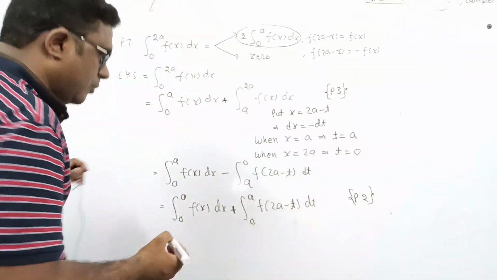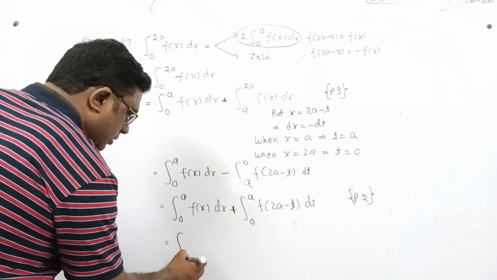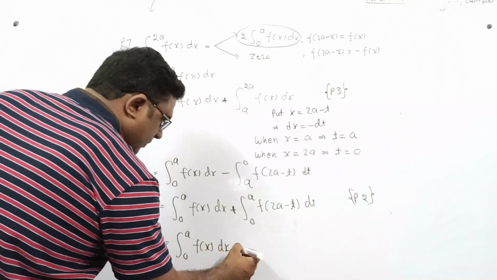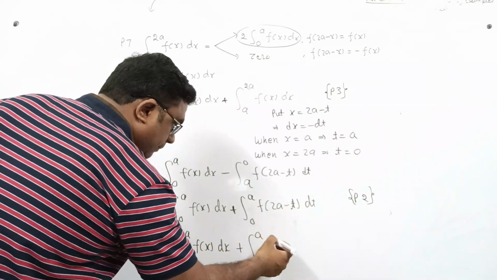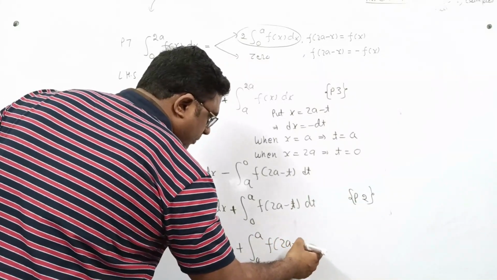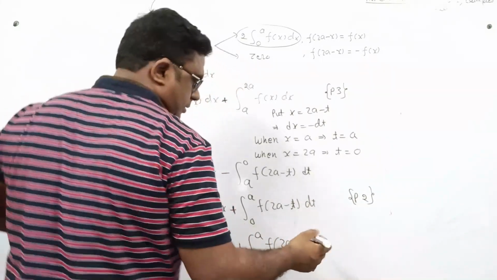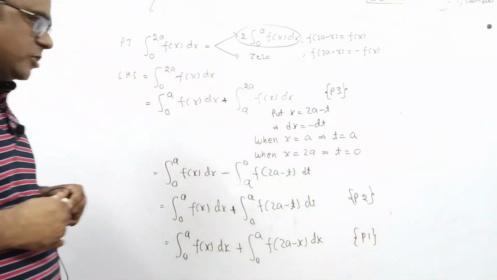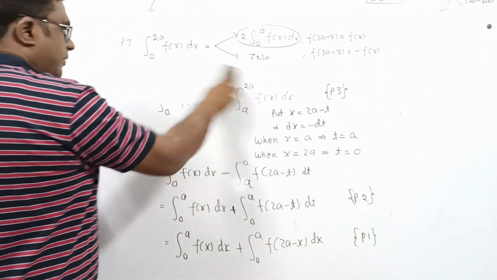Okay, now we will apply property number 1. So integral 0 to a f(x) dx, no change in this, plus integral 0 to a f(2a - x) dx, property number 1. After this we will proceed under 2 different cases.